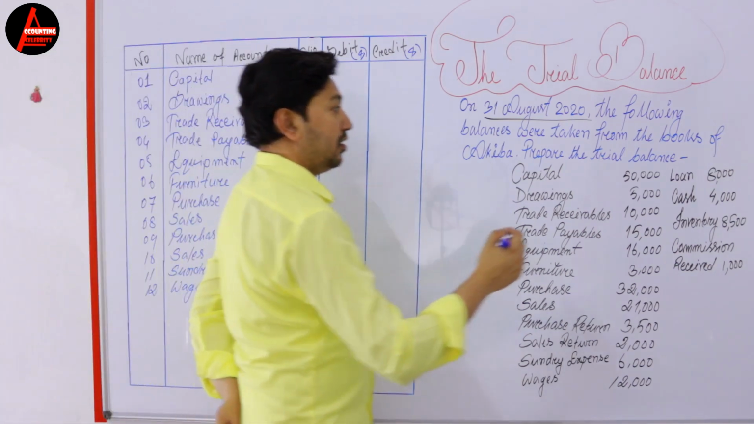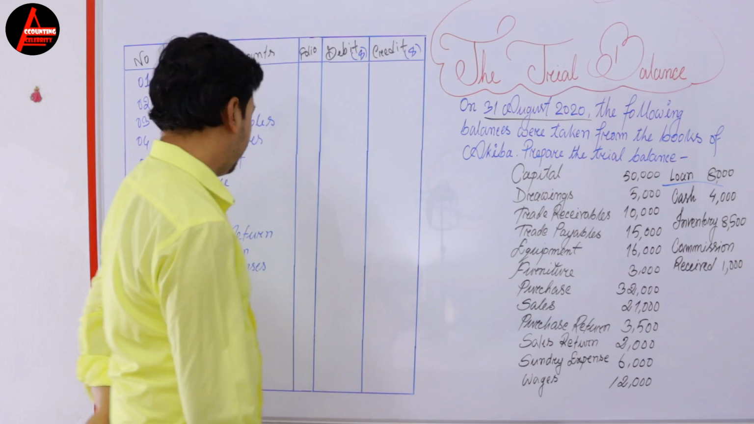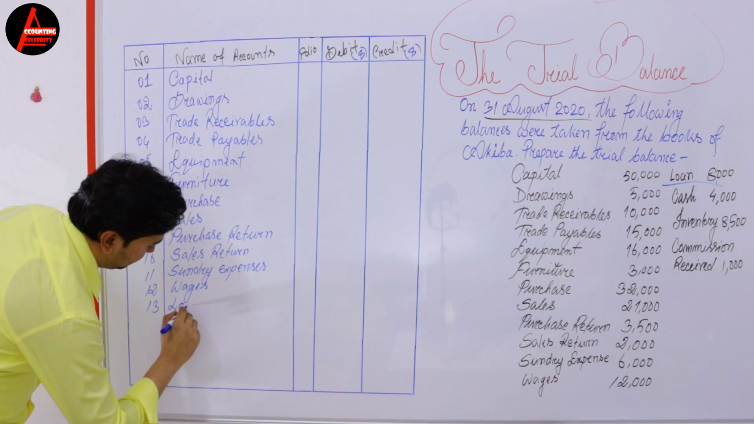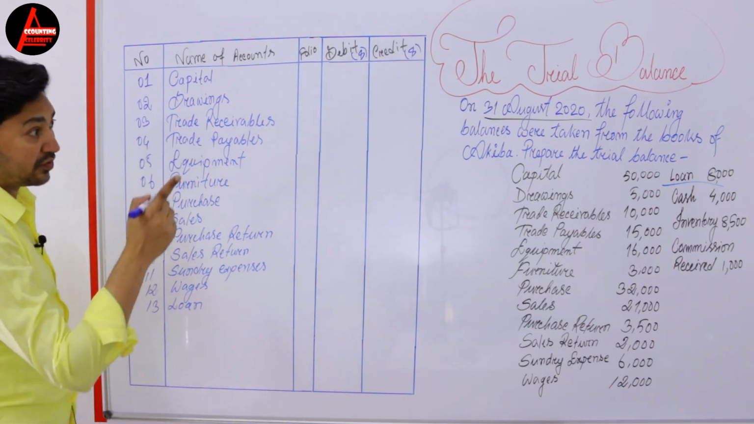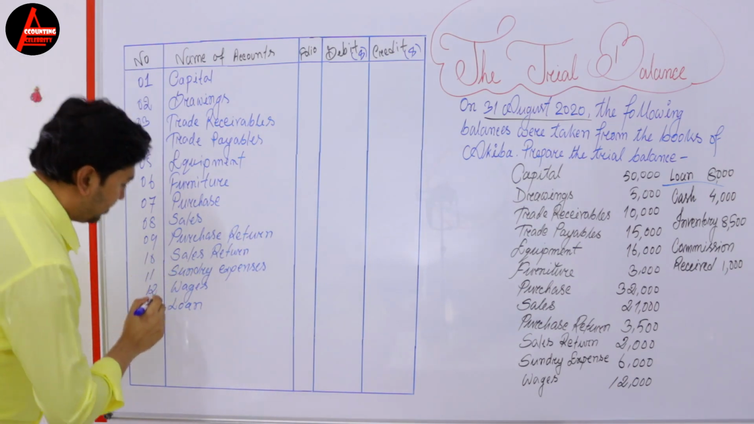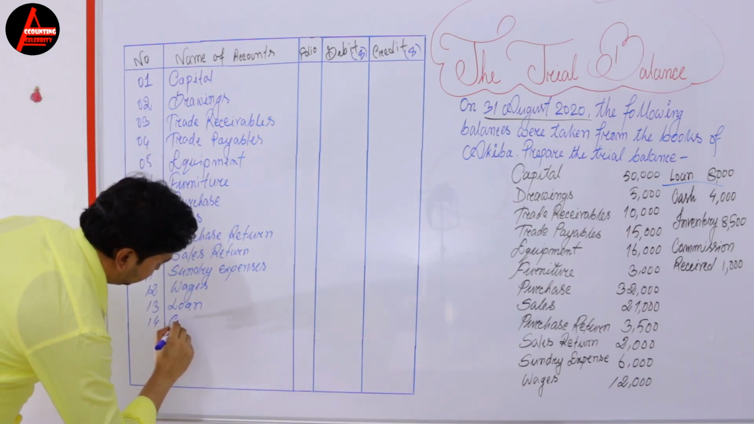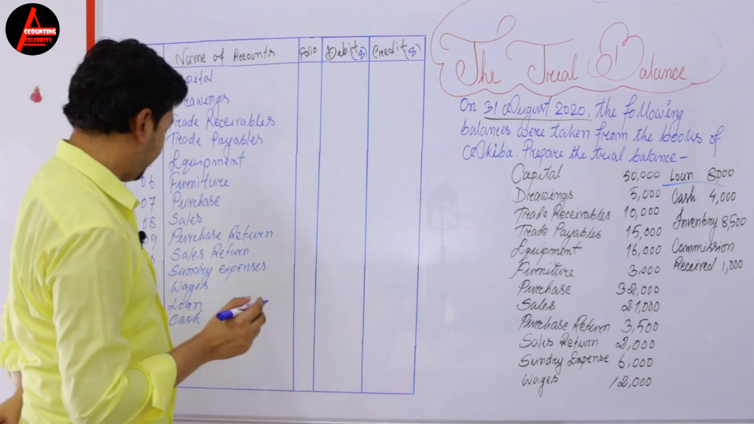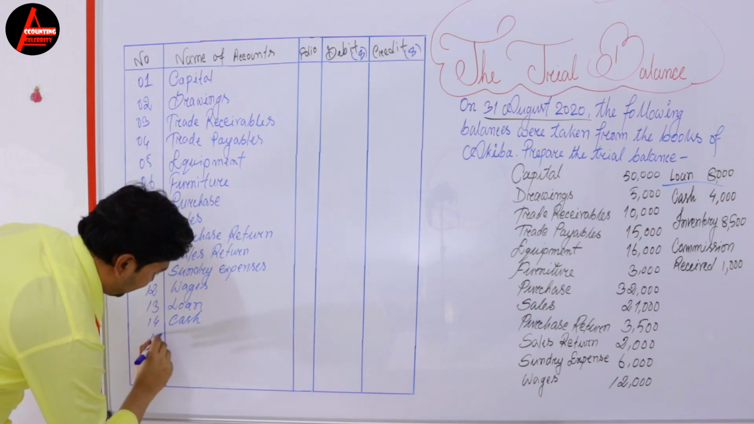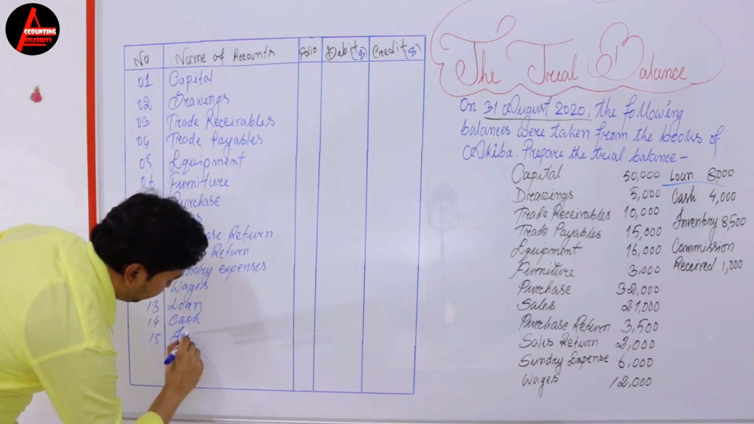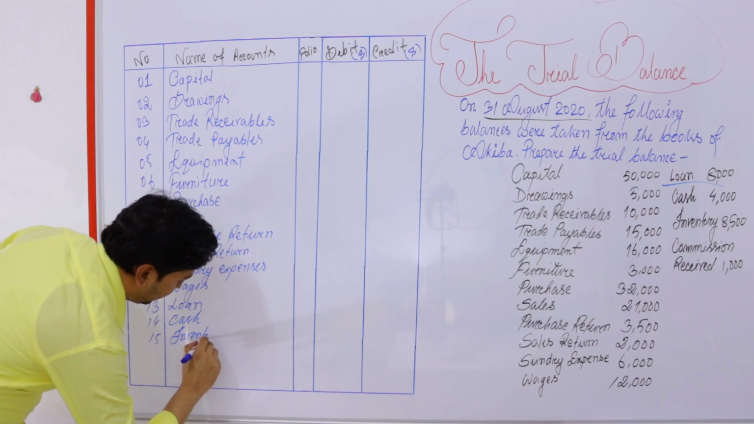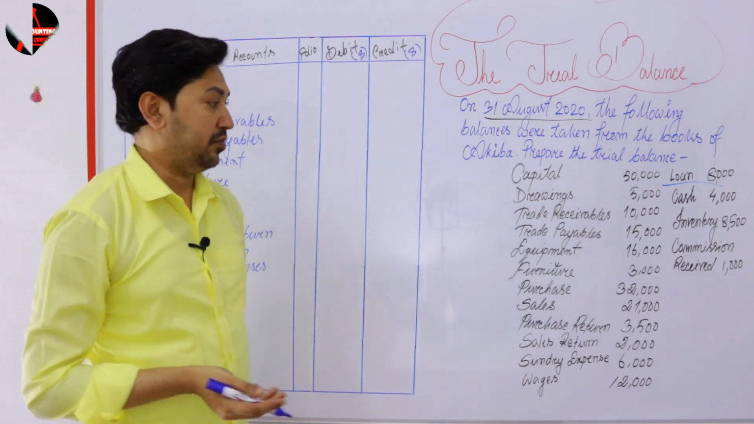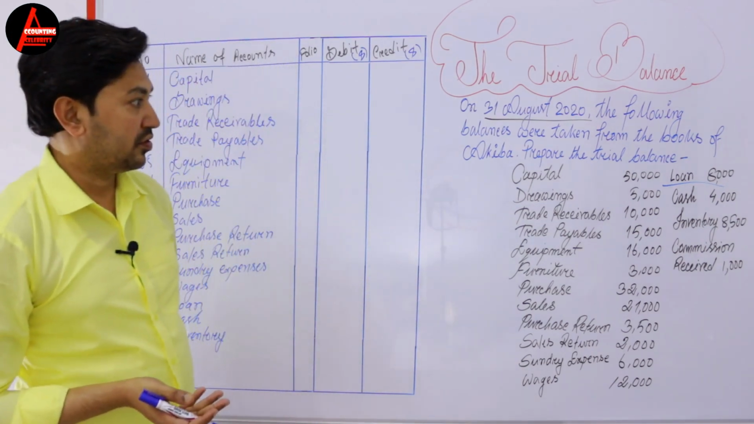Then what is next? Next one is loan. So right here, number 13, loan. Okay, then after loan, what do you have? You have here cash. So list it here, cash. After cash, inventory. Okay. Right here, number 15, inventory. What does inventory mean? Inventory is a stock of goods. Okay. Inventory is a stock of goods.